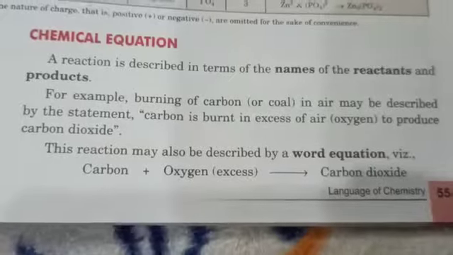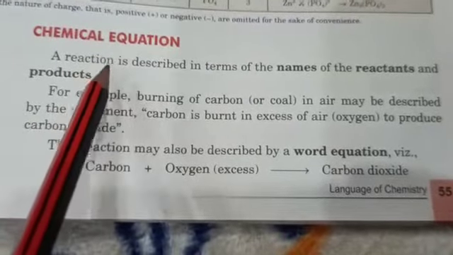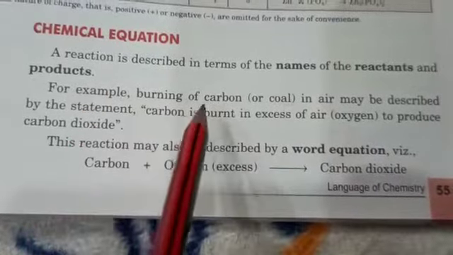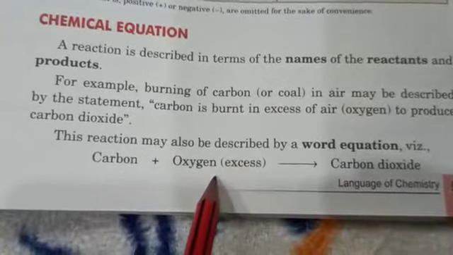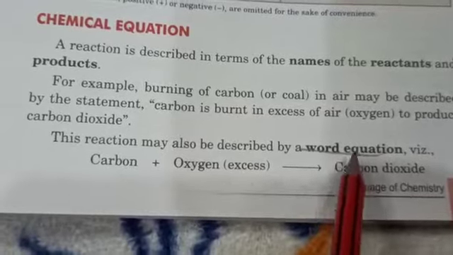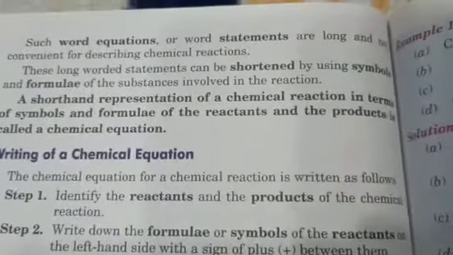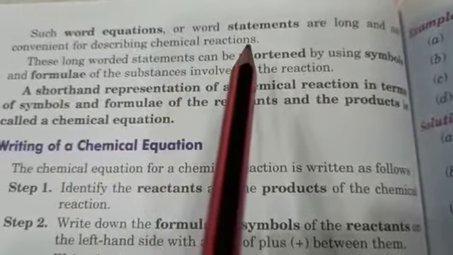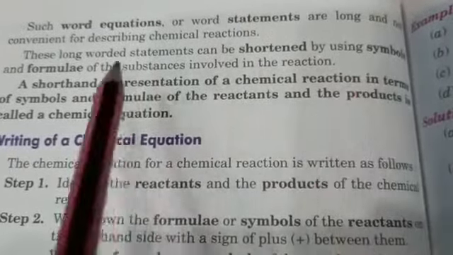Clear? Next topic is chemical equation. A reaction is described in terms of reactants and products. For example, burning of carbon in air is written as carbon in the presence of oxygen gives carbon dioxide. This equation is known as a word equation because it is written in word form: carbon plus oxygen gives carbon dioxide. But this word equation is long and not convenient for describing a chemical reaction. So it can be shortened by using symbols and formulas.